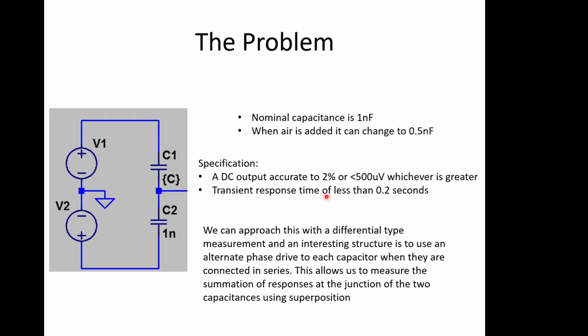A transient response time of less than 0.2 seconds. So that means if suddenly a bubble of air whizzes through this sensor, it needs to respond within 0.2 of a second to its full value. What we're really saying is that the maximum time a bubble will take to go through here is 0.2 of a second, and we need to have seen it and responded accurately by that time. So they're the main accuracy specifications that we're going to be working to.